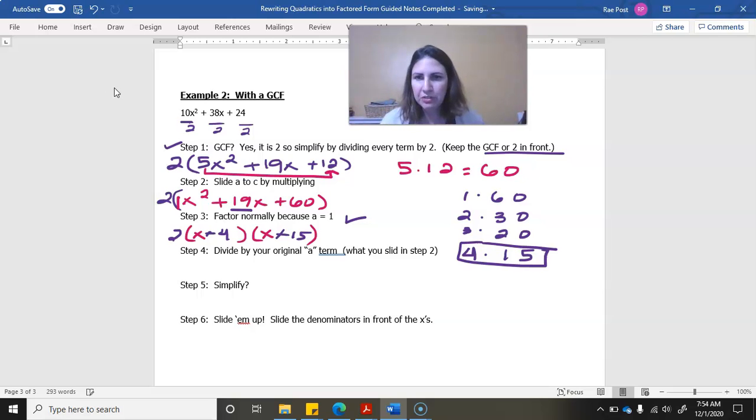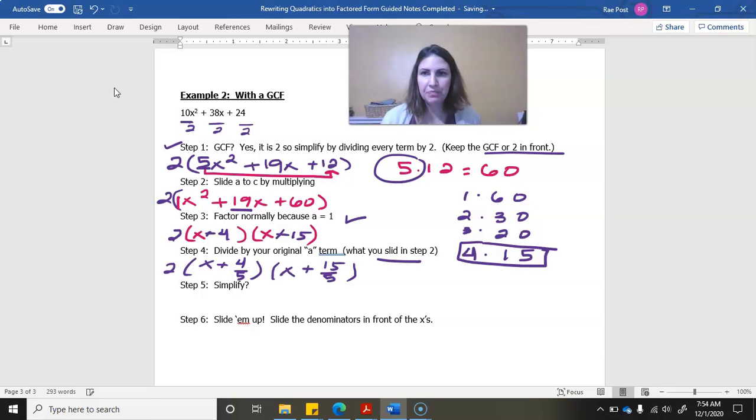Step 4, divide your original A term, what you slid in step 2. Remember how we did this on the other problem? I'm going to bring that 2 down. So now it's going to be x plus 4. What did we slide? We slid 5, right? That's what we slid right here. So that's going to be 4 divided by 5, and then x plus the 15, but divided by 5, right? Because that's what you slid in step 2.